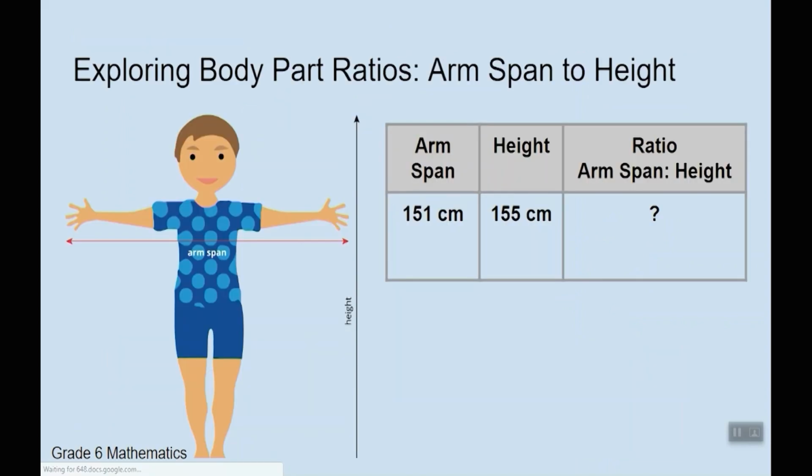Anne is in 6th grade. She measured her height in centimeters and found she is 155 centimeters tall. Then Anne measured her arm span. Her arm span is 151 centimeters. Anne is wondering, what is the ratio of her arm span to her height?